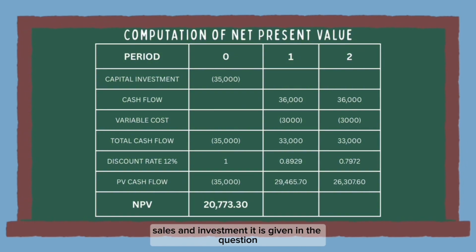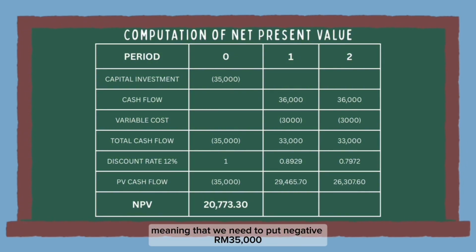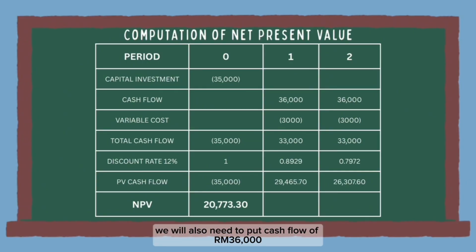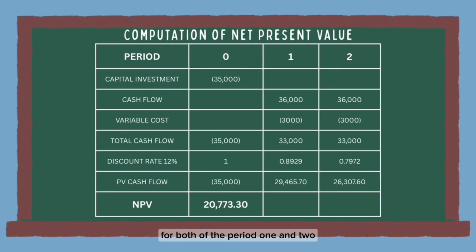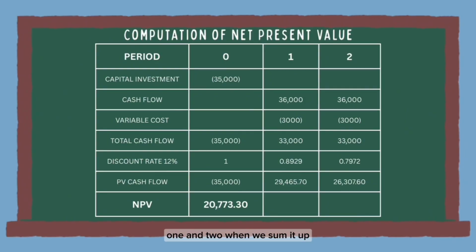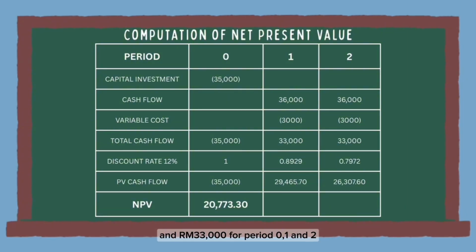and investment. It is given in the question project cost and initial of 35,000, meaning that we need to put negative 35,000 on period 0. We will also need to put cash flow of 36,000 for both period 1 and 2 because the project sales is 36,000 per annum for the first 2 years. Since the anticipated variable cost will be 3,000 annually, we need to put negative 3,000 on both period 1 and 2. When we sum it up, we will get total cash flow of negative 35,000 and 33,000 for period 0, 1, and 2.